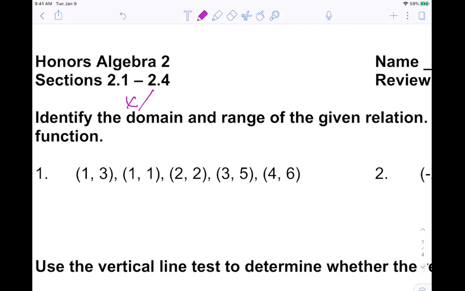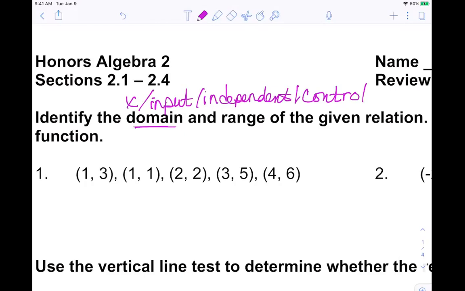The input values. Yeah, the input. We also said that it was the independent and the control variable. So domain actually has like 4 different things we can think about. It's the X value, it's the input, it's the independent, or it's the control variable. So that represents domain. So let's see if we can identify the domain first.